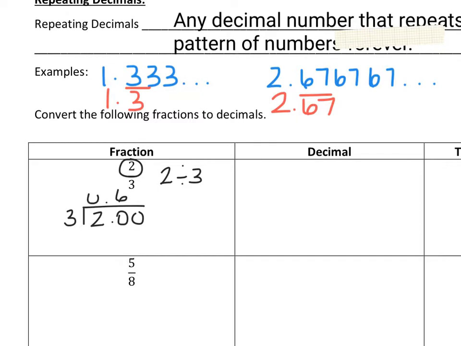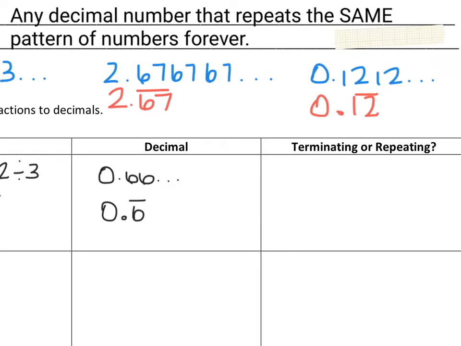Put our decimal point, put a 0 there. And 3 times 6 is 18. We subtract them, we get 20 again. 3 goes into 20 6 times. And if we continue that pattern, we would continue to get sixes. So as a decimal, it's 0.66... with 3 dots. And we can also write that as 0.6 with a bar over it. So is this decimal terminating or repeating? These 3 dots right here and this bar tell me that this is a repeating decimal. So we're just going to write the word repeating in here.